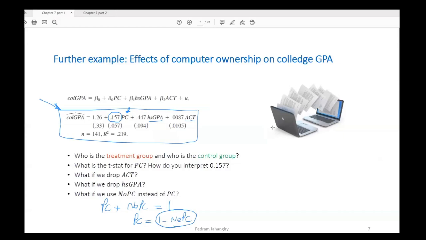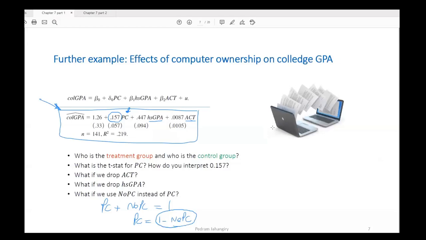Now let's go over the intuition. If the PC owners earn 0.157 more GPA than the no PC owners, then if I want to change PC to no PC, what will happen to plus 0.157? It's going to turn negative, right? Because the ones who don't own a PC will have a GPA 0.157 less than the PC owners. So intuitively, I can get that.